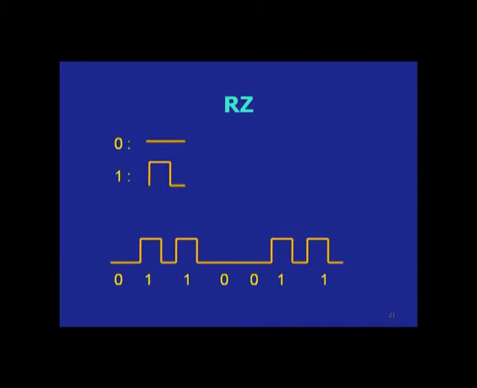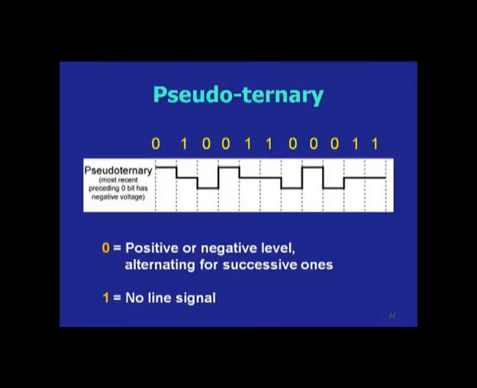So since you are looking for a level, naturally it becomes susceptible to noise. So this is what we have with the return to 0 encoding. Now in order to take care of these problems that you have with these NRZ and RZ techniques, we have what are called pseudo-ternary and AMI encoding schemes, which are referred to as bipolar encoding schemes.